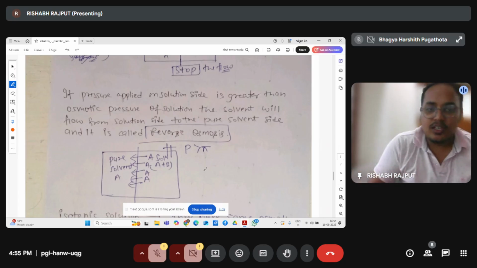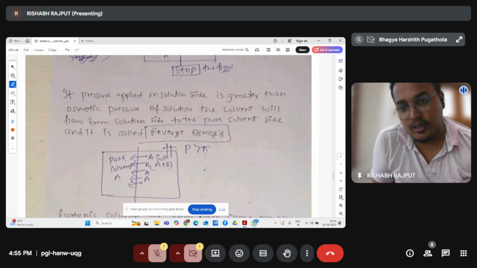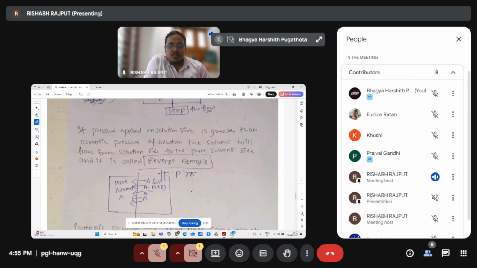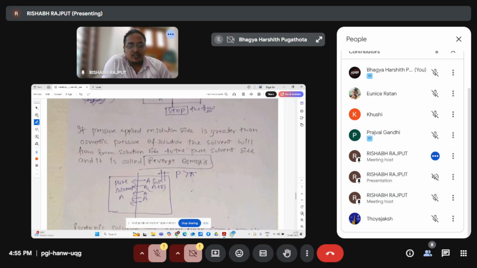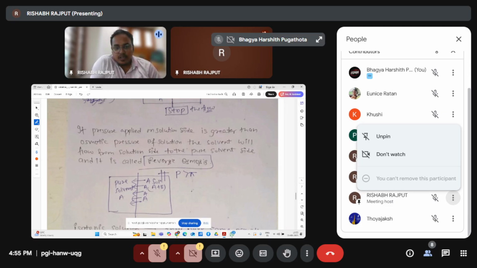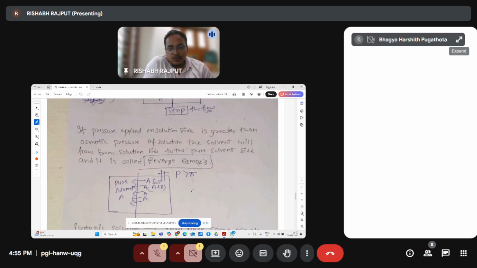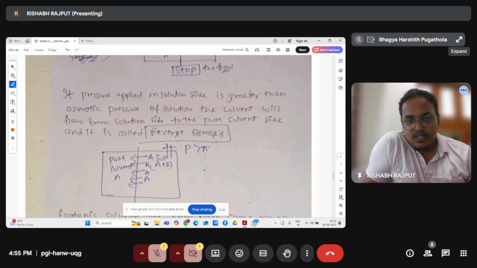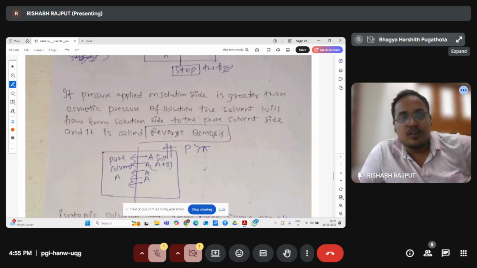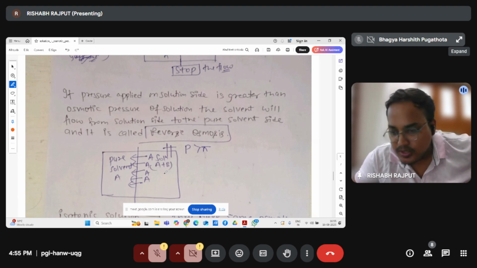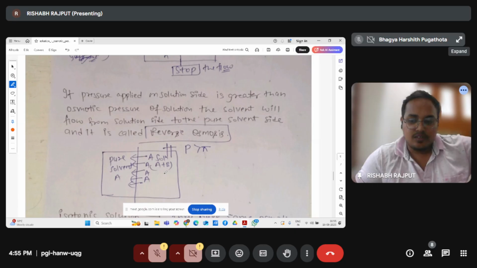Actually, water treatment plants in India use this concept. In many cities in India we have this type of industry, water treatment plants, working on this concept. They put pure solvent on one side and wastewater on the other. When they apply more pressure on the wastewater, the pure water in the wastewater comes out because of the high pressure. On this basis they filter the water.